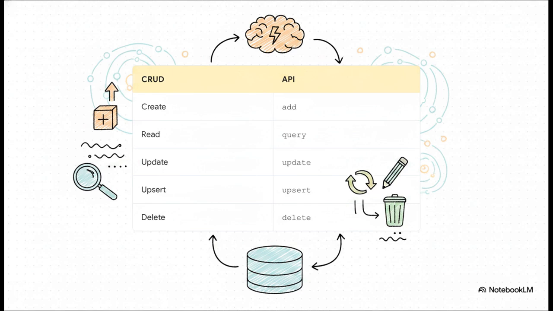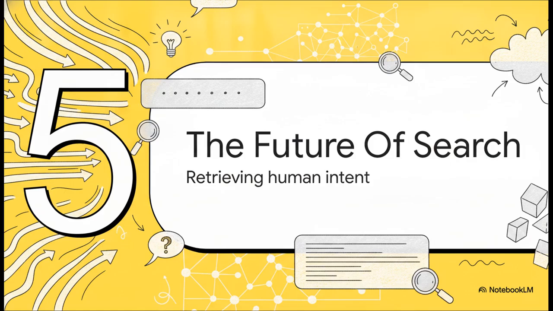Need to modify metadata or vectors on an existing record? Just update it by its specific ID. Or if you've got a sync job running and you aren't totally sure if a record exists yet, you can rely on the upsert API to update it if it's there, or create a brand new record if it isn't. And to wipe a record completely, you guessed it, just call delete. It is the exact same fundamental CRUD pattern developers have used for decades, just seamlessly layered right on top of highly advanced AI capabilities. And finally, Section 5, the future of search.